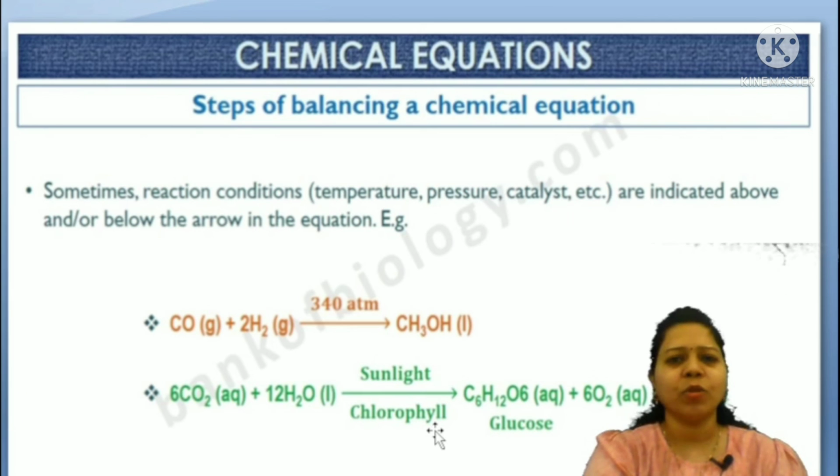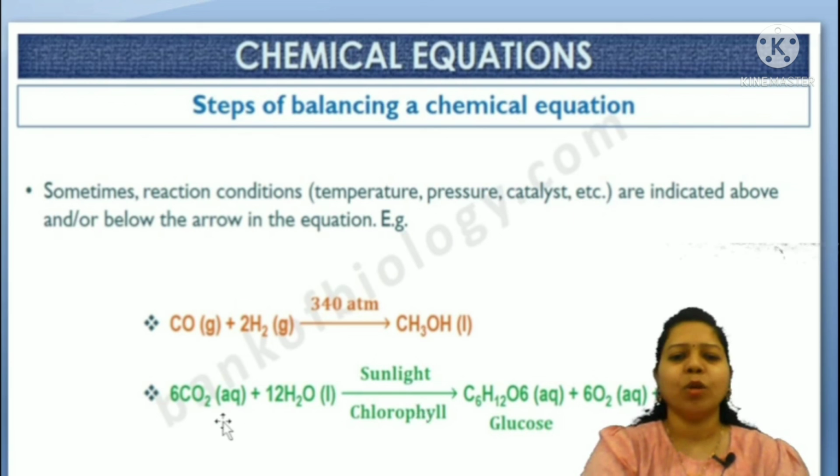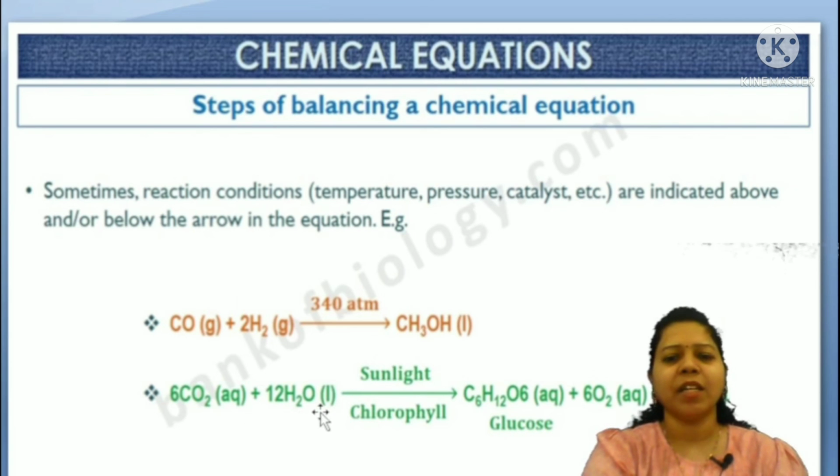In this reaction, this is a photosynthesis reaction. Sunlight and chlorophyll both are very important. If we are not writing those along the arrow, then this reaction is incomplete. That's why we need to write these things along the arrow. Now this CO2 and H2O react with each other in the presence of sunlight and chlorophyll. It gives glucose, oxygen and water.